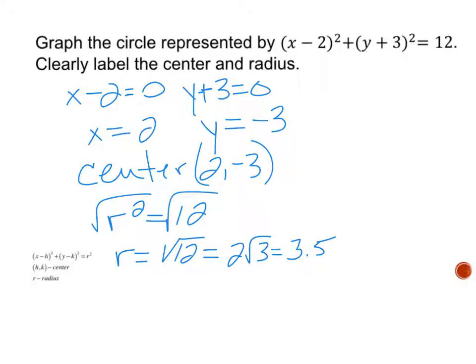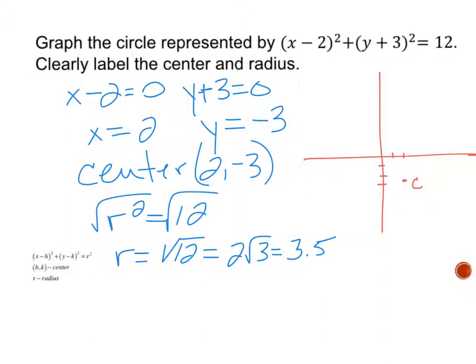The first thing I'm going to do is sketch my XY axis. I'm going to plot my center point, and the center is at 2, -3. So let's get to 2, -3. So this would be my center point. I'm going to label that with the letter C.